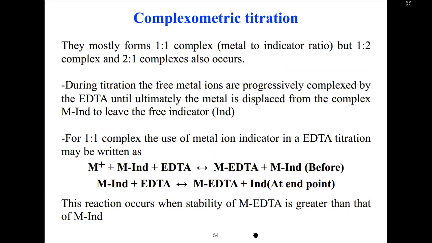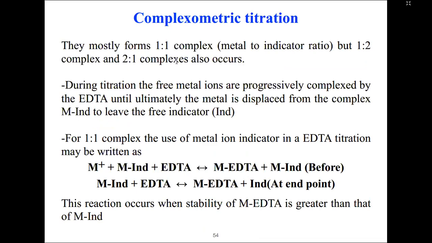For most complexes, the ratio is 1:1, that is, one metal binds with one ligand. However, it can also be one metal with two ligands or two metals with one ligand. All of these are possible.